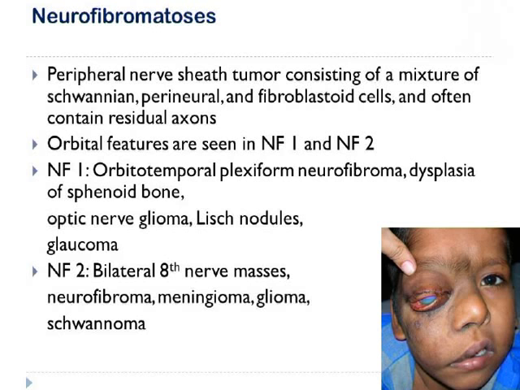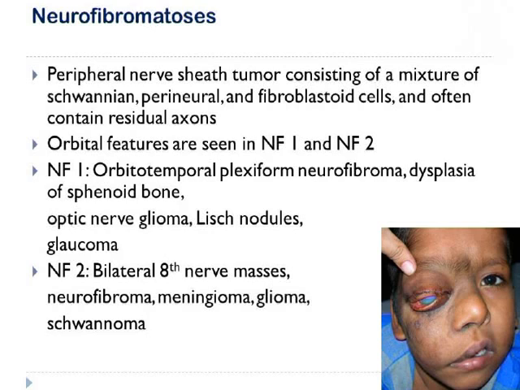Coming to neurofibromatosis, this is a peripheral nerve tumor, and orbital features are seen both in 1 as well as in 2. Neurofibromatosis 1 is almost 10 times more common than neurofibromatosis 2. And these are some typical presentations. There is orbitotemporal plexiform neurofibroma, as in this child you can see, with buphthalmic globe. And you can also find optic gliomas, Lisch nodules, and glaucoma can be there.